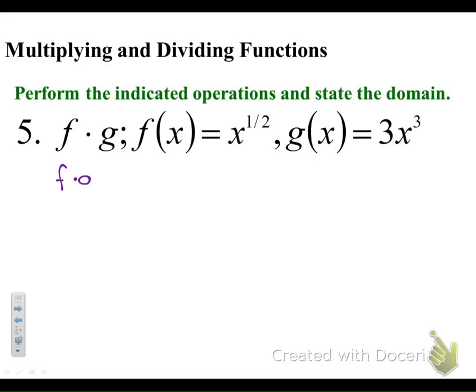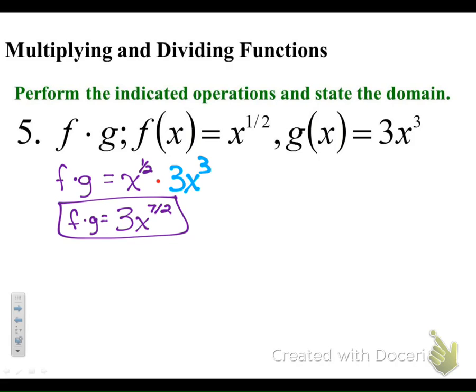How would these look combined? So f times g is going to be f's function, which is x to the 1/2 power, and then I'm multiplying by g's function, 3x cubed. Coefficient 3, and then I add exponents, 1/2 plus 3. That would be 7/2. That's their product. And then we've got to talk about domain.